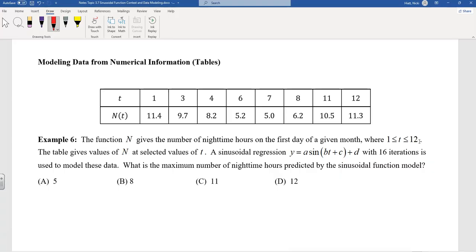Here. So, if we're just looking at our data, I don't see a maximum anywhere, right? The highest number I see is 11.4, and then I've got 11.3 right here. So I'm leaning towards C or D as the answer choice possible there. But 11 and 12, neither one of them are exact, right? For this, yeah.